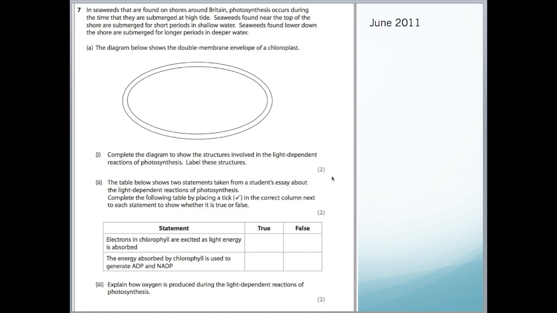And the final question is asking us to explain how oxygen is produced during the light-dependent reactions of photosynthesis. So first, there are 2 marks, so we need to mention first of all that we get the energy from the light, so from the sun. We then need to mention the process of photolysis, which is the breaking of molecules using the light as the energy. And obviously, to produce oxygen, we need to break a molecule of water.